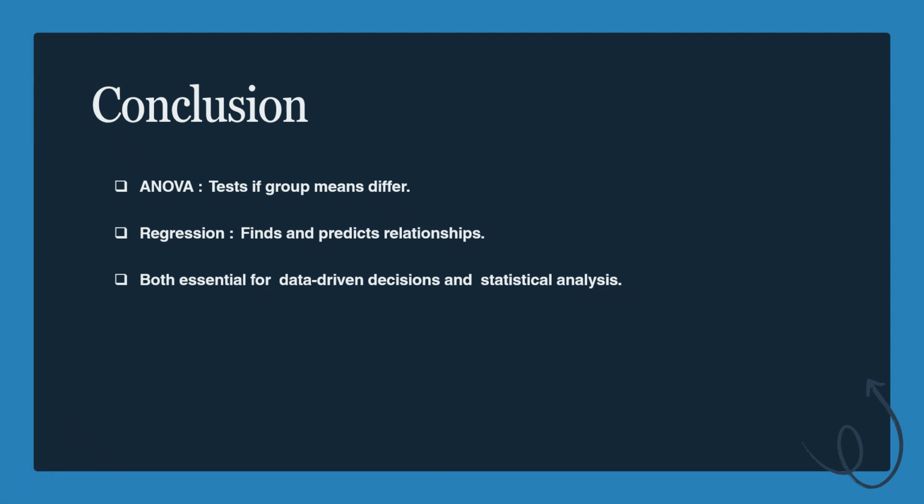To conclude, ANOVA and regression are fundamental tools in statistics. ANOVA helps us to test whether there are differences among group means, while regression helps us to study the relationship between variables and make predictions. Both techniques allow researchers and analysts to draw meaningful conclusions from data.